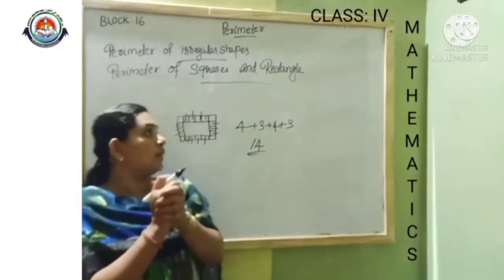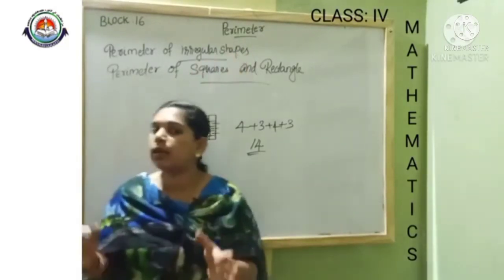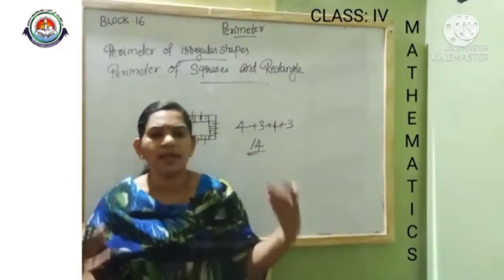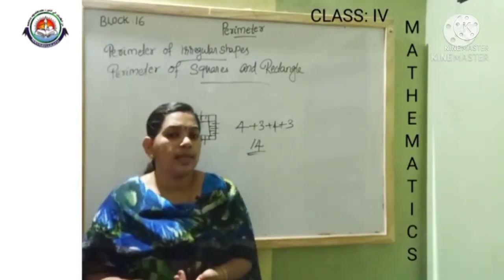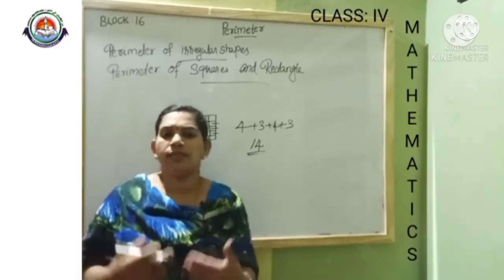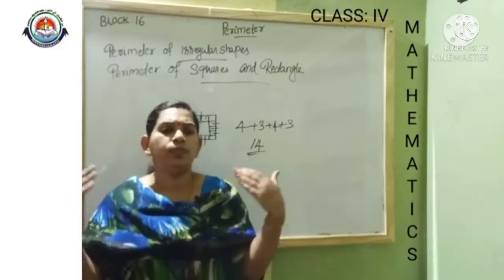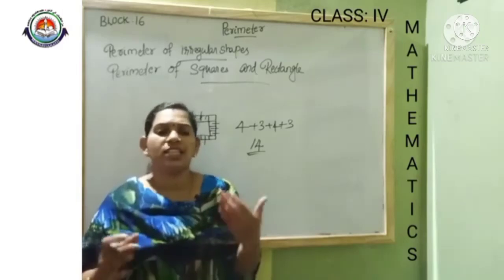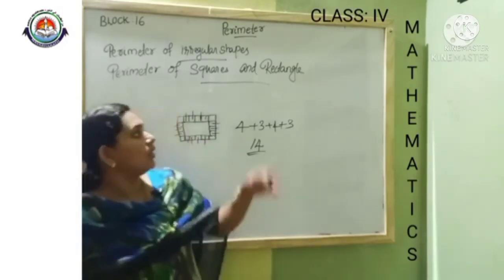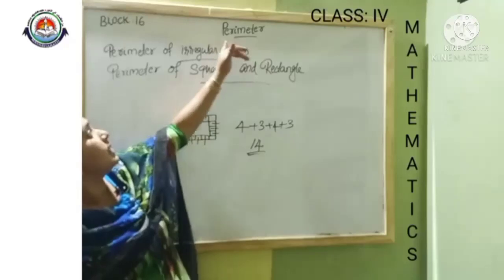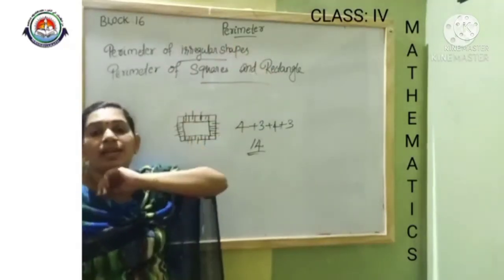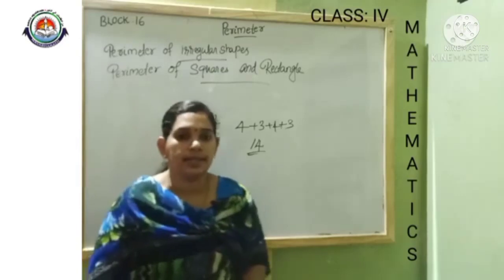Today we are starting the new lesson, perimeter. That is a very important chapter in our daily life. We are using that perimeter. Where are we using it? Yes, making walls, making boundaries and fencing. Wherever we need to make a boundary, in those places we are using the perimeter. So it's very important. So in this chapter we are discussing how to find the perimeter of irregular shapes and how to find the perimeter of squares and rectangles.